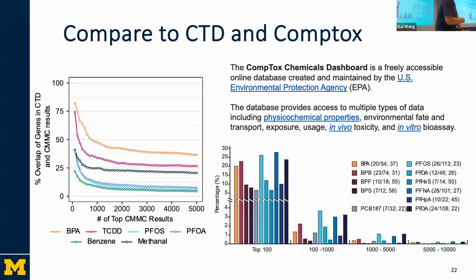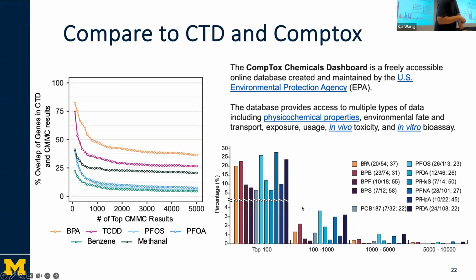And after the CTD comparison, we also compared our result to the CompTox database. This is the EPA database, and all the data in it is based on biological in vitro assays, high throughput screening. And in this database, they only have biological data for 11 chemicals.